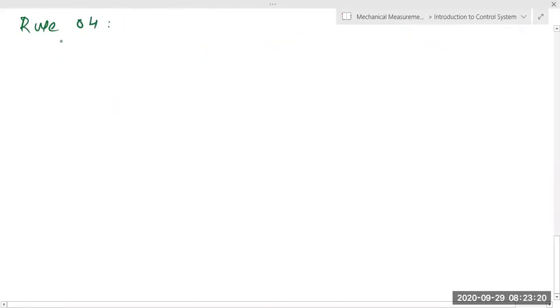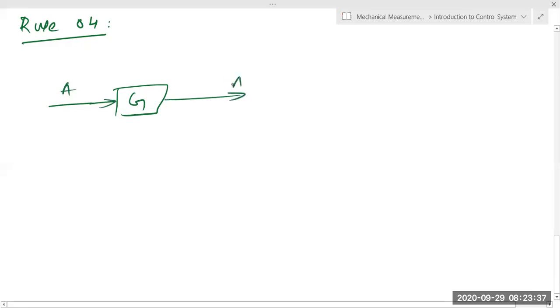Now this is also very simple. First, what we did was move the branch ahead of the block. Let's take an example again. Suppose this is G, and we have a signal coming in as A, so the output will be AG. We all know this. Suppose the branch is at this point, so this will be AG.